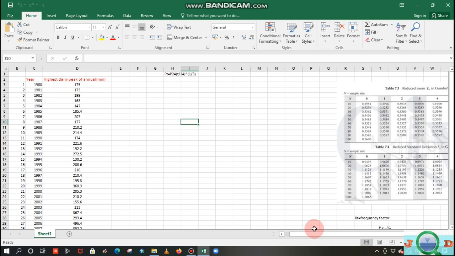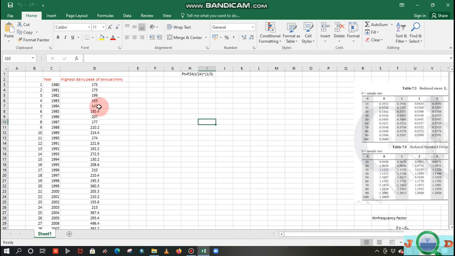There are other statistical methods also available, like normal distribution, log normal, and log Pearson. So I will show you the example of the Gumbel distribution. So let's begin.